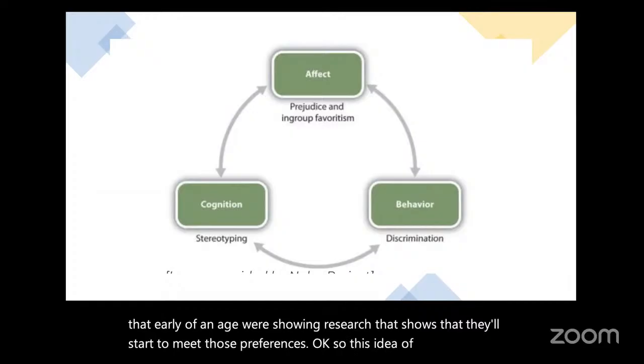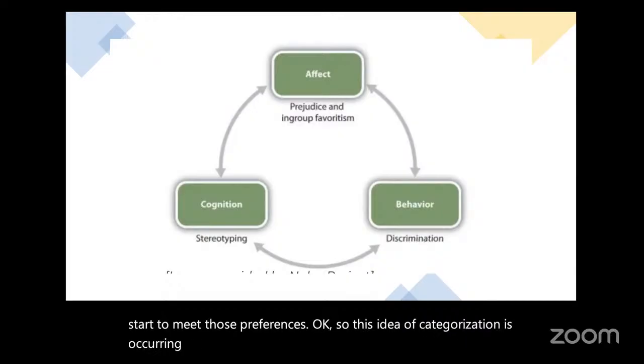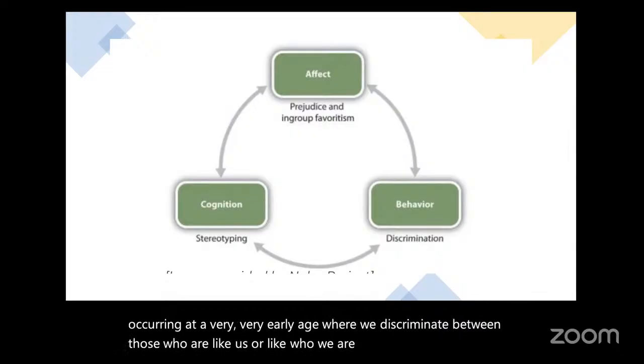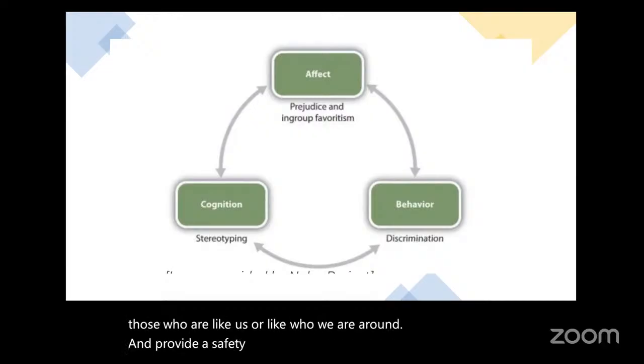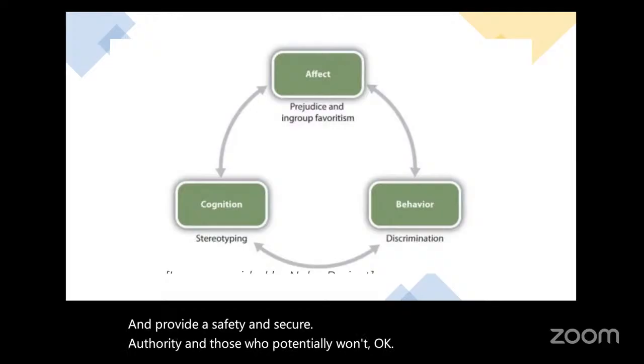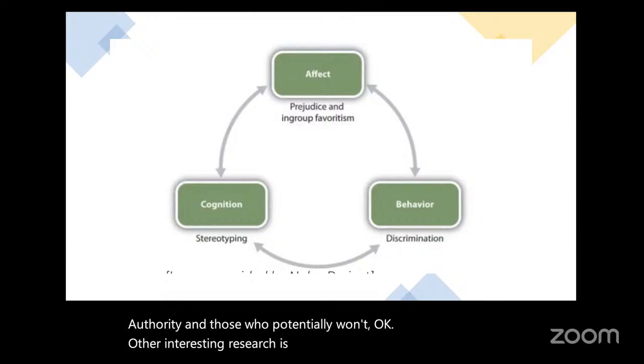Okay. So this idea of categorization is occurring at a very, very early age, where we discriminate between those who are like us or who we are around and provide us safety and security, and those who potentially won't. Okay. Other interesting research is early in infancy.